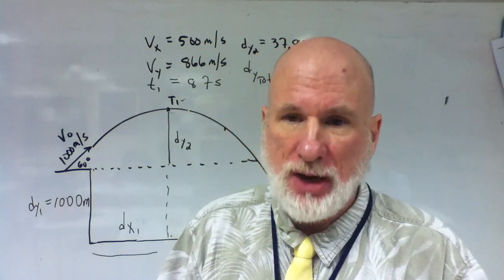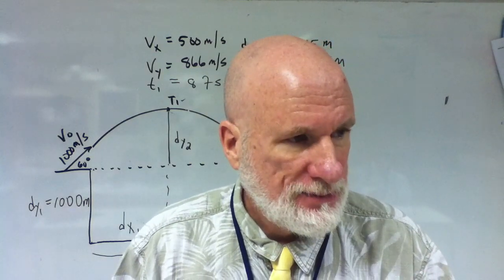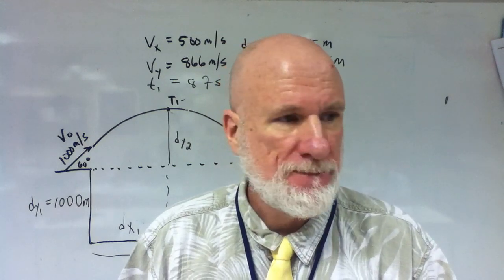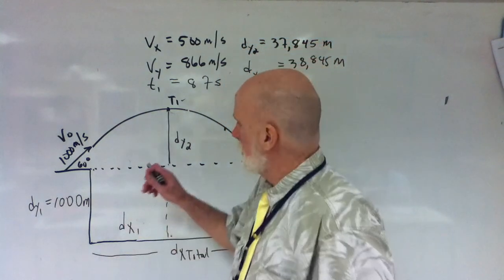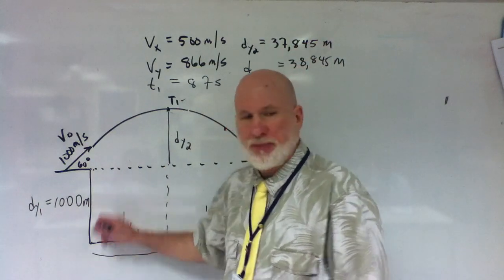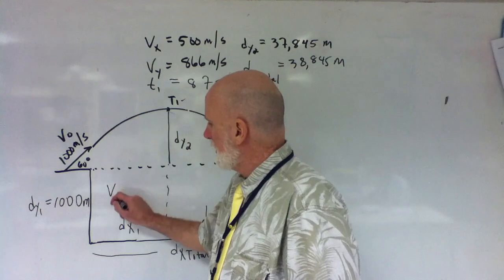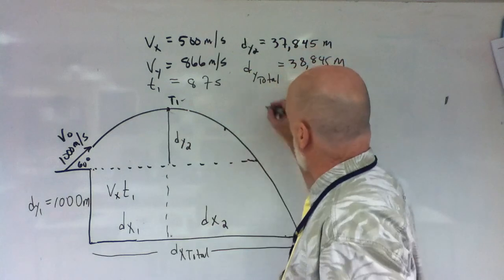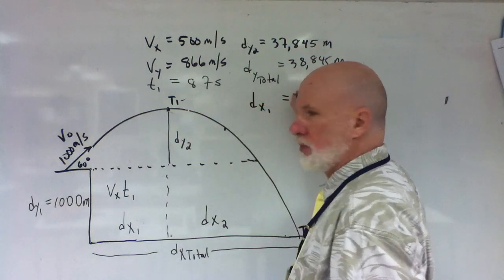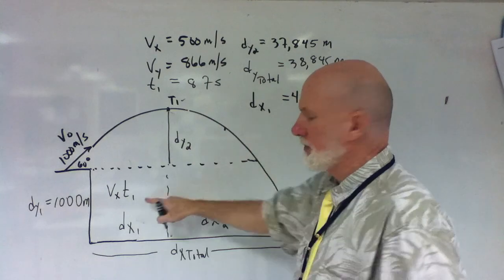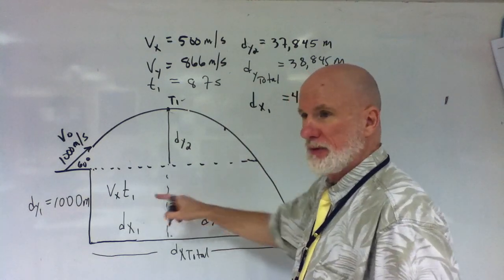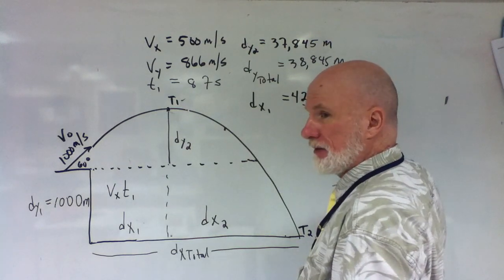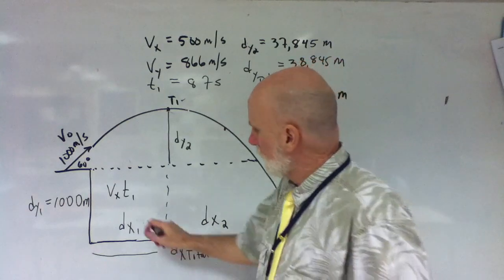Now, so Vx is constant, doesn't change. And what else is it dependent upon? The time, correct? So this is going to be equal to the product of Vx and T1. What is Vx and T1? No, just for dx1, not for both. Yeah, for dx1 it's 43,500 meters. Is that correct? Yes.